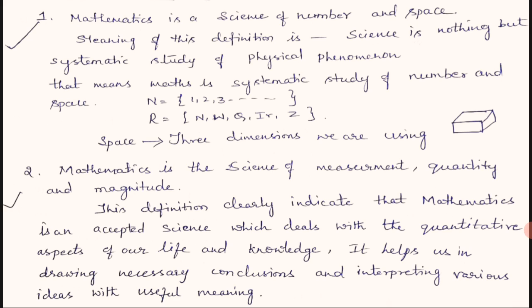It helps us in drawing necessary conclusions. After doing all those things, we can make conclusions, such as how much it is big or less or more. And we can interpret various ideas with a useful meaning. Interpretation is possible when we are comparing things with related to these aspects. This is the second definition added. It's not simply a science of number and space, it is much more than that. It is the science of measurement. Measurement involves numbers and space also, but that's why it is said to be a science of measurement, quantity and magnitude.